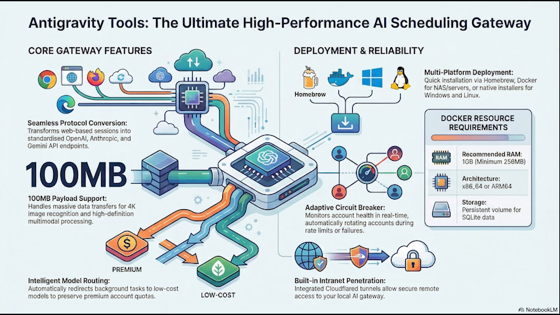It does. But that 100 MB support is the key for analysis. If you're trying to upload, say, a huge architectural blueprint or a high-res medical scan for the AI to look at, most middleware would just choke on that file size. Right. Antigravity is built to pipe that straight through. It also handles something called the Model Context Protocol, or MCP. This is huge for developers building agents. How so? Well, Google's API can be a bit finicky.